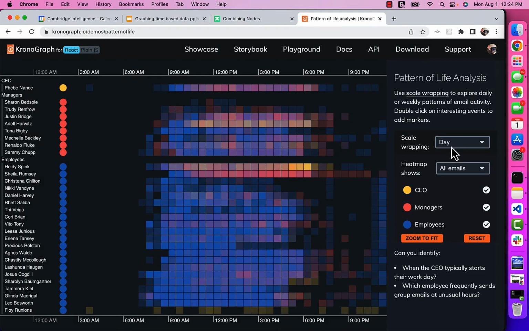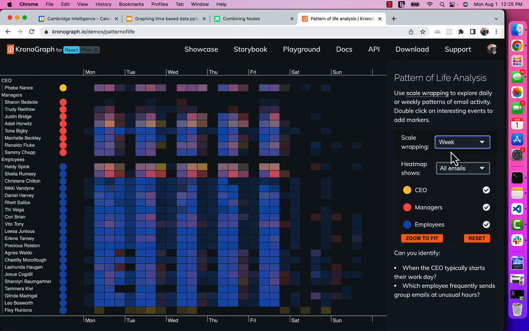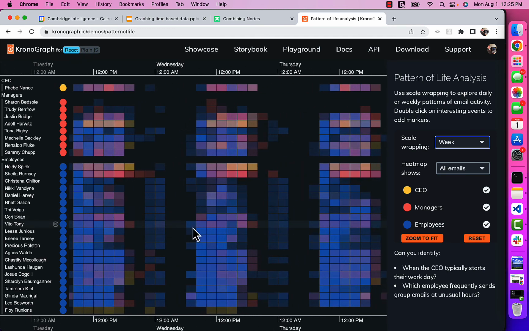Alternatively, I can wrap the scale around a different metric, maybe a week, so I can see of the 10 months of data, when during the week are we seeing this activity? And so the heat maps are now showing me what is a very clear diurnal pattern and also a weekly pattern. On individual days of the week, activity starts like we noticed before, at 8 or 9 in the morning and tapers off around 6.